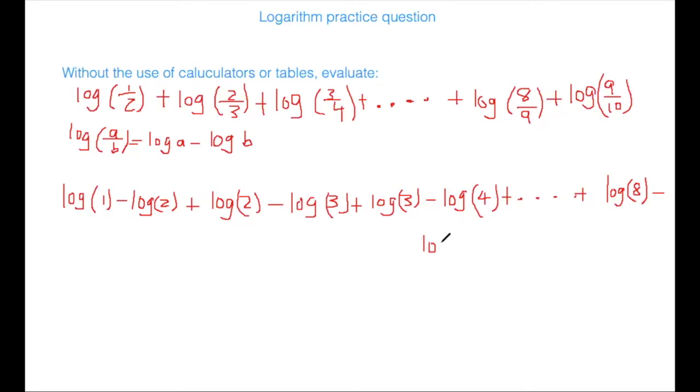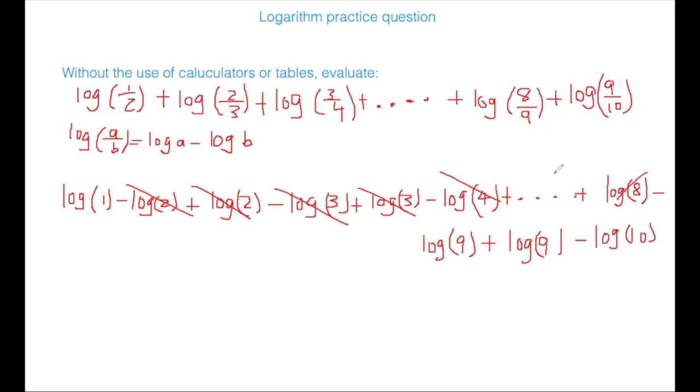So I'm going to write log 9 here. Plus, then log 9 over 10 is the same thing as log 9 minus log 10. Now, if you look closely here, I can do some cancellation. These two cancel along with the log 3's cancel. That means there will be a log 4 that cancels this, along with a log 8 canceling this. The log 9 cancels the log 9. Remember, that's a minus log 9.